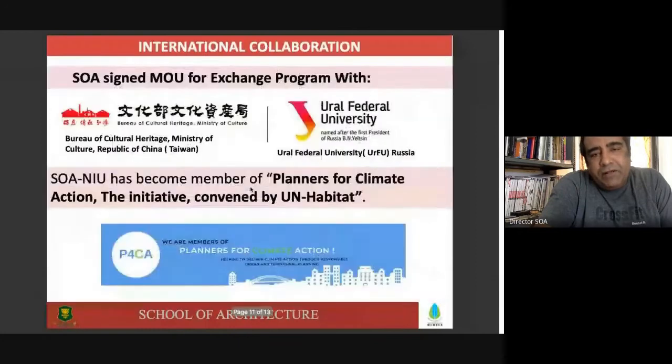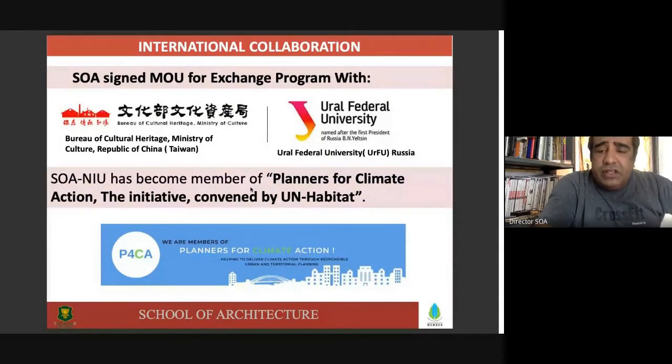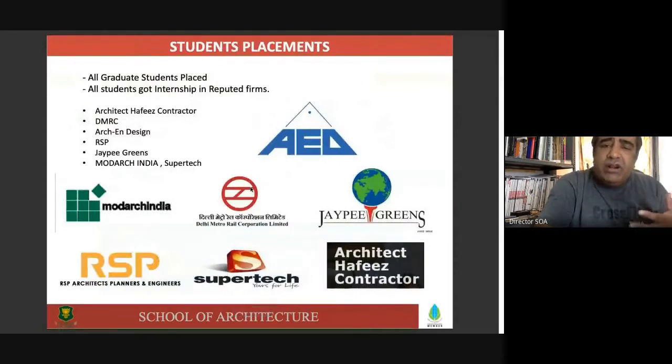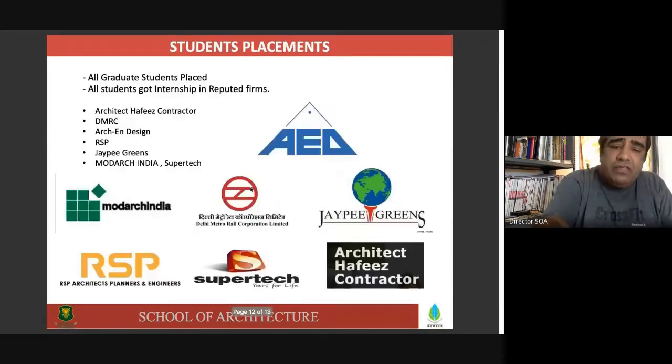in campus. Some of the collaboration which we have done recently, we did a collaboration with Ministry of Culture in Taiwan, Ural Federal University in Yekaterinburg, Russia, with the UN Habitat. Our students are quite well placed in most of the good schools, ranging from Hafiz Contractor to DMRC to RSP. I mean, these are some of the developers there. So these are some of the futuristic plans which we are doing.